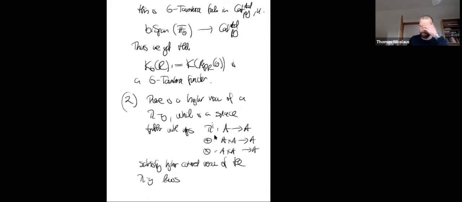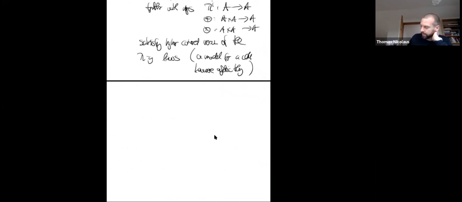And actually this will be incarnated by an algebraic theory. It's a model for a certain Lawvere algebraic theory, or rather the infinity version of a Lawvere algebraic theory. And the point is that for R a commutative ring, we prove the theorem that K-theory of R has this structure.